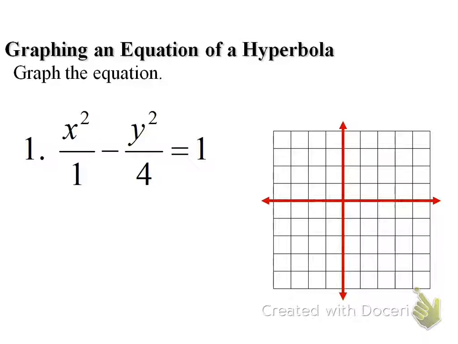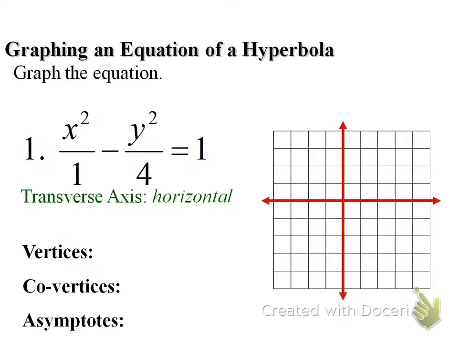Which way is this one going? Horizontal. It is going to be horizontal, and we call that the transverse axis, the axis that goes through the vertices. The transverse axis is going to be horizontal. I know that because the x squared term is in the front.